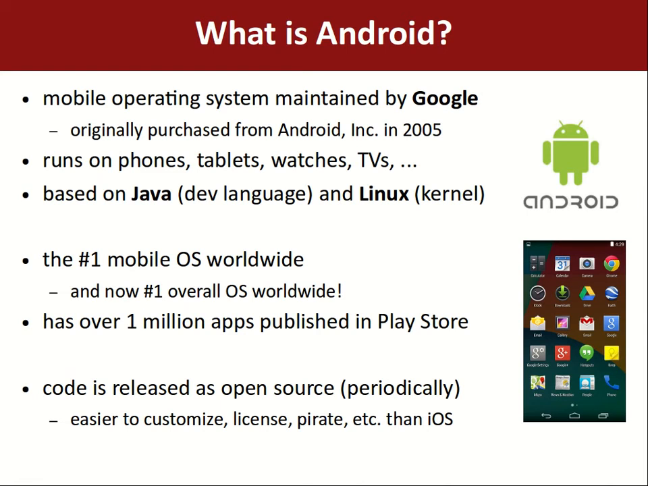There's a ton of apps that already exist that you can go get on the Play Store, over 1 million, I guess, nowadays. And Android itself is open source for the most part. Every couple of releases, they dump the whole OS source code out in case people want to go download it and look at it and modify it. So that's kind of interesting.